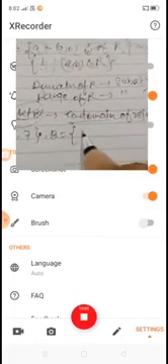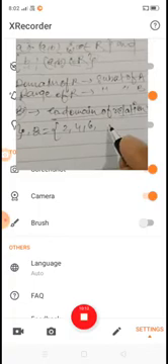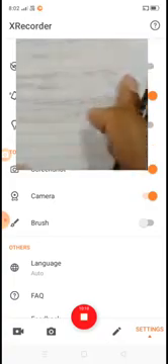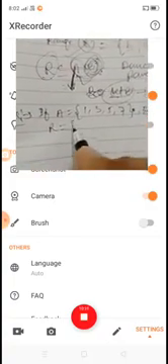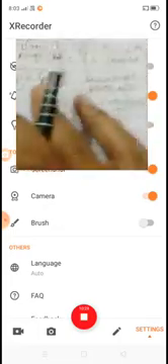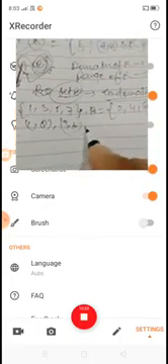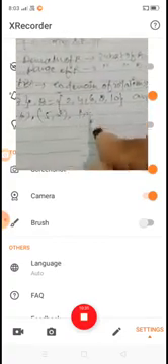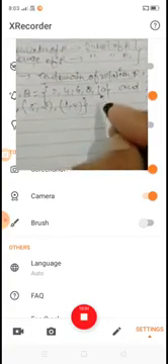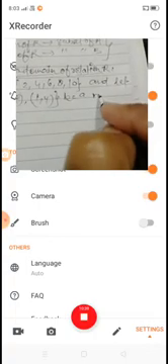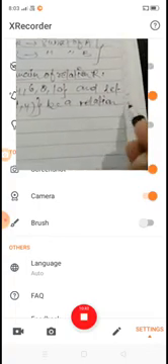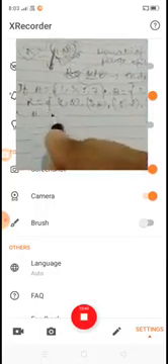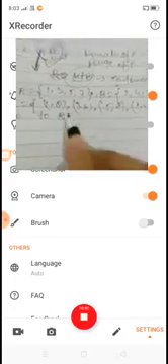Set B is equal to {2, 4, 6, 8, 10}, and let R be a relation given by {(1,8), (3,6), (5,2), (1,4)}. Let R be a relation from A to B.